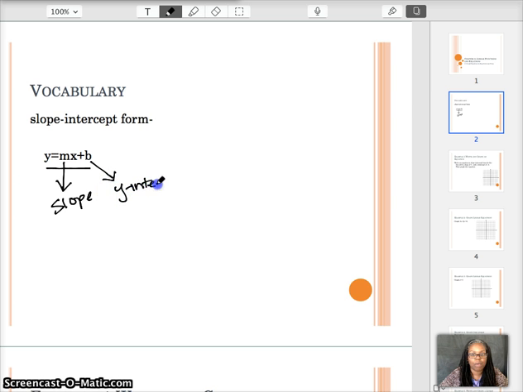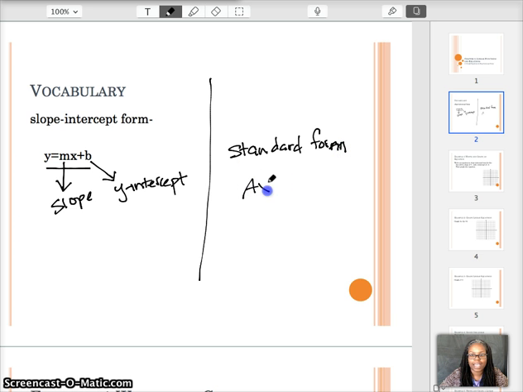What I want you to know is that this is not the only form of a line that you know of. Do you remember the other form of a line? I hope you do. It is called standard form. Standard form is another way that we can see lines written. Standard form is ax plus by equals c.